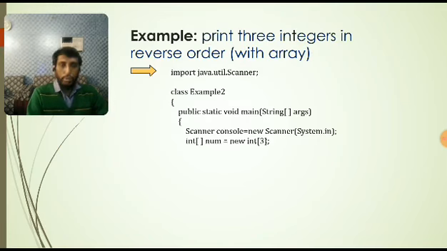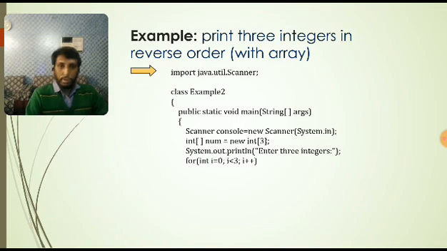Array means a group of elements. Many data are kept into one box, that is called an array. So here int[] num, and then new int, and 3 is given in the bracket, which means this array will carry 3 values. So now we are printing these integers.